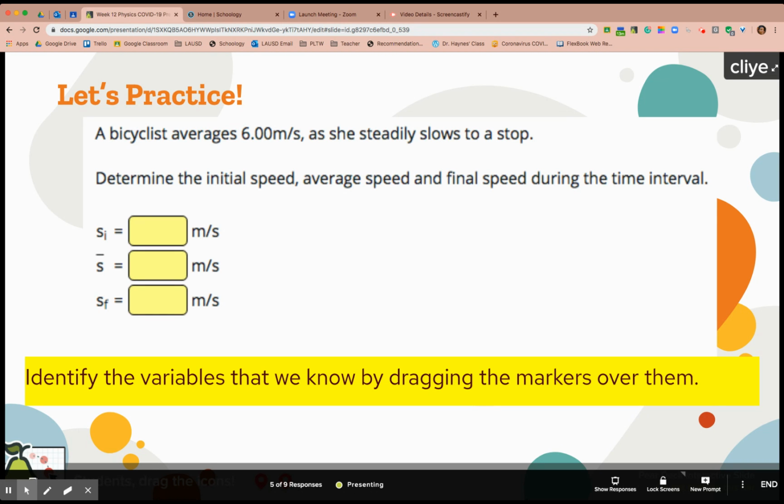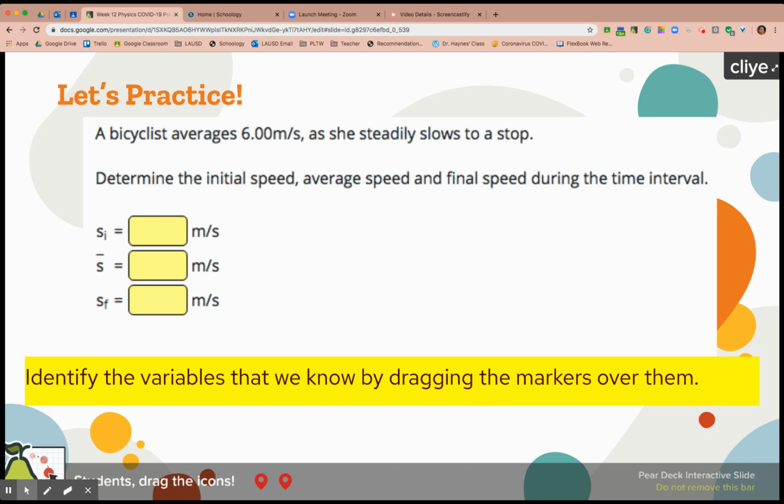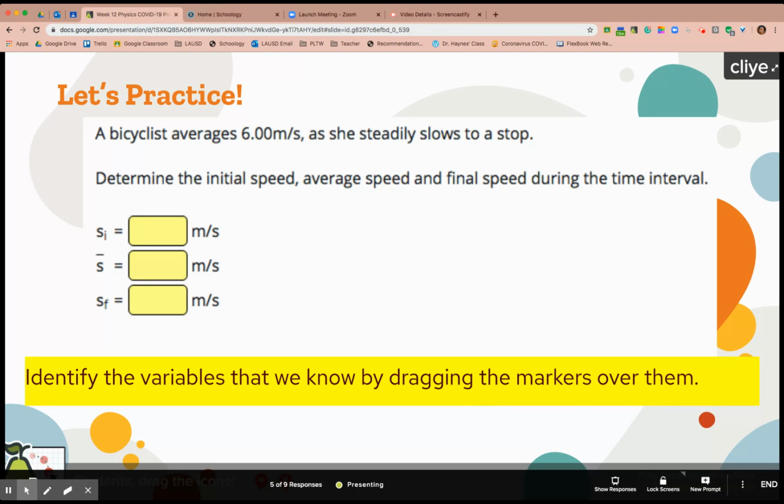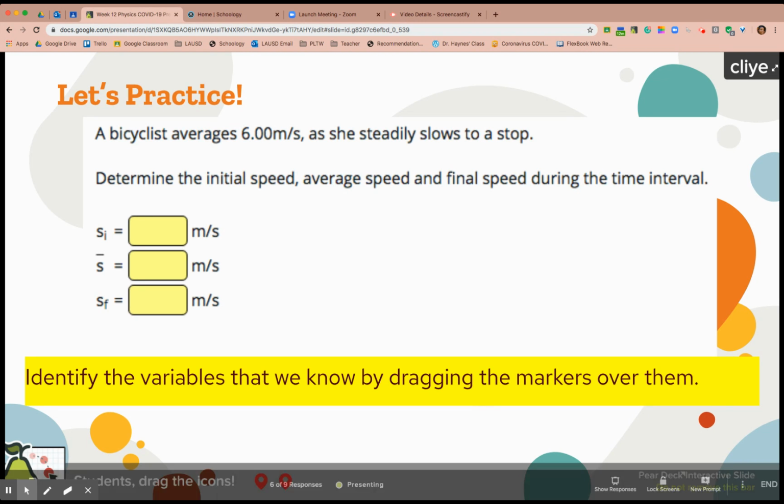The question says a bicyclist averages 6 meters per second as she steadily slows to a stop. Which two variables do they give us in this question? Drag them over here where my cursor is, either initial speed, average speed, or final speed. What did they tell us? Or you could put it over here to initial, average, or final. Either or. I just want to see. They only gave us two. Which two did they give us?